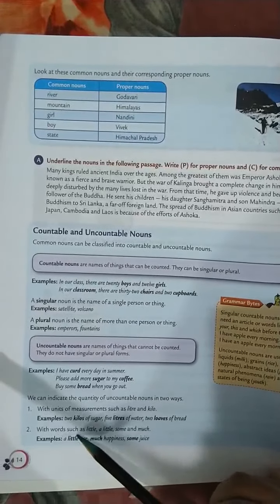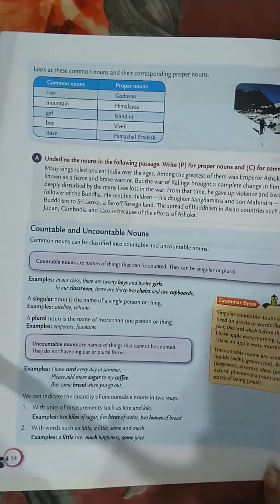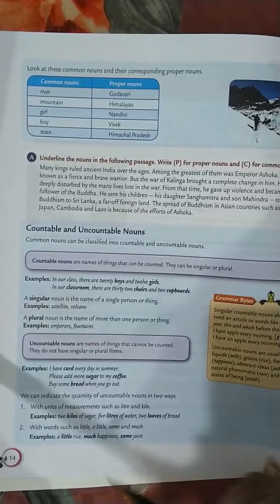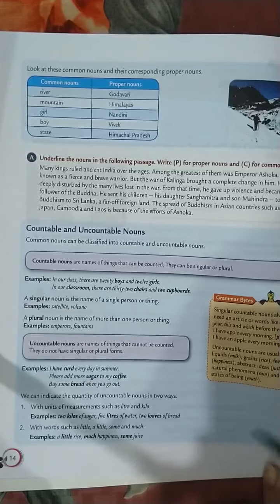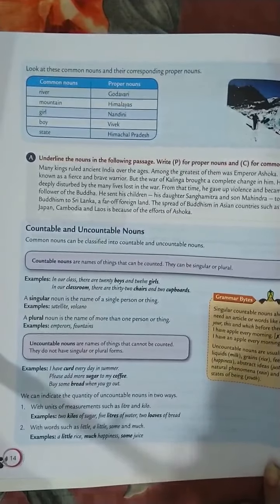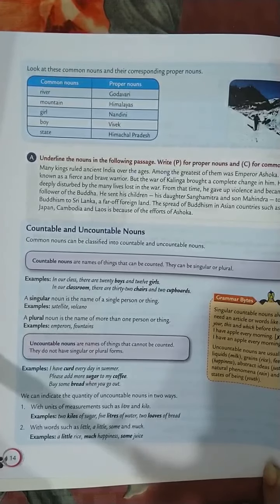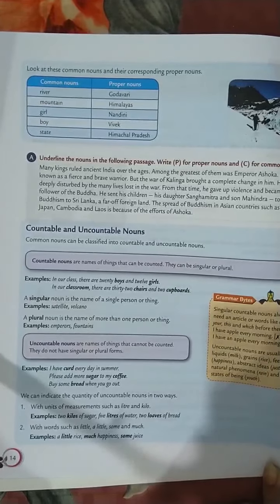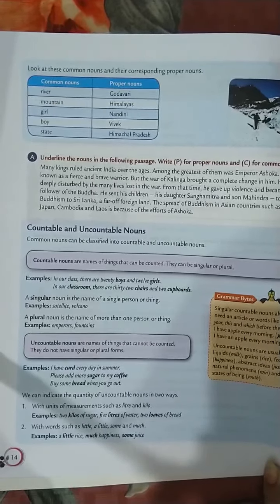Now, second, with words such as little, a little, some, and much. Through these words we can also indicate the quantity of uncountable nouns, like a little rice. When you eat, you say to your mommy, give me a little rice. So here you can indicate the quantity. Much happiness, you cannot count happiness, but you say much happiness. Some juice, give me some juice in a glass.